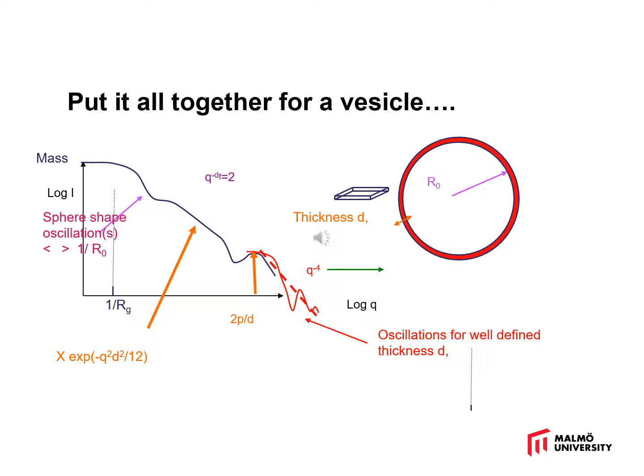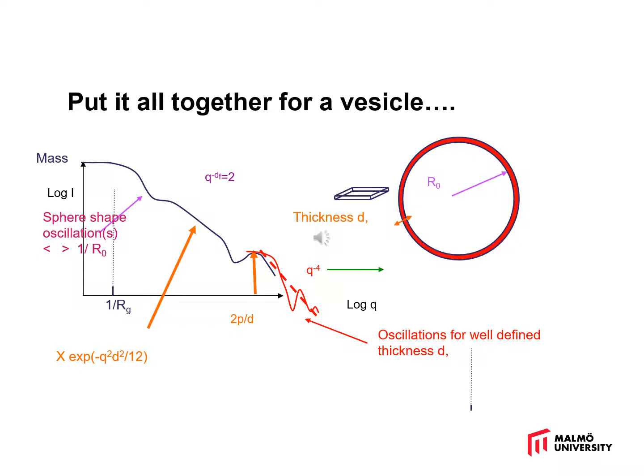So if we put all this together, what I've generated here is the scattering from a unilamellar vesicle, some abstraction which is quite monodispersed. There's no size distribution in these vesicles. They're spherical, and there's a thin layer between the inside and outside solution. So in the first case, at low Q, we see the radius of gyration of these vesicles. And because they're quite monodispersed, there'll be some oscillations.